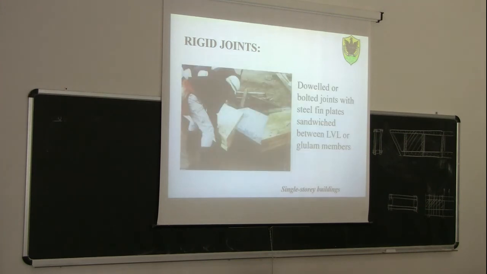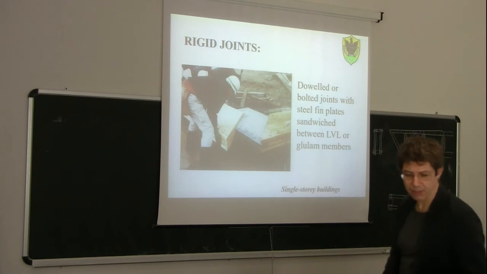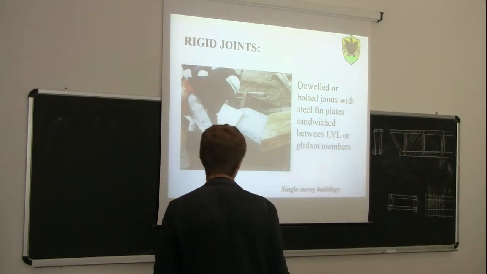This is another solution for rigid joints. In this case, you see there is a big steel plate with some holes that has been slotted inside the two members, inside the leg of the portal frame and the rafter. Of course, in this case you have some advantages because the steel plate is inside the wood. First, it's a better aesthetic appearance, so you don't see the steel outside. And secondly, you also have a larger fire resistance.